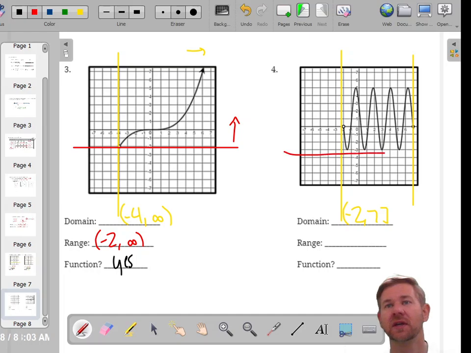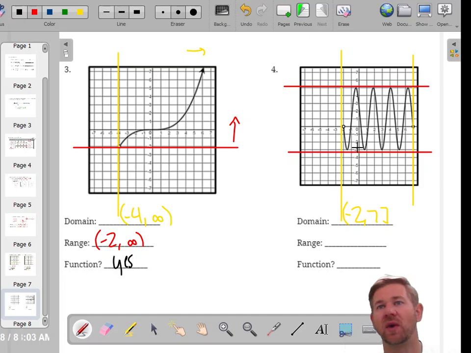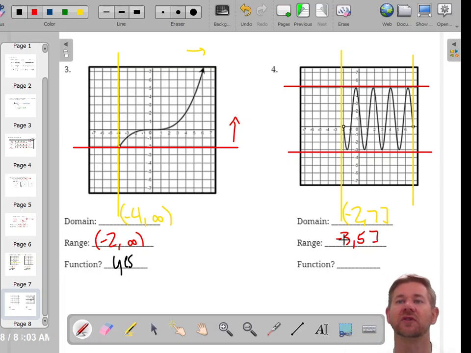For the range, the small... Ooh, I want that to be better. Right there and right there. The smallest y value is negative 3, and the largest y value is positive 5. And since it's a solid line, that's like a closed circle, we're going to use brackets.